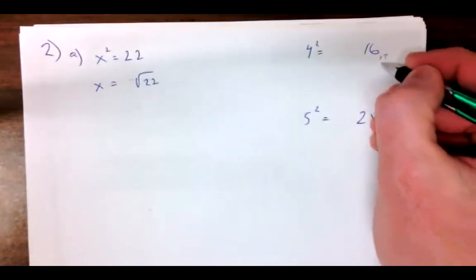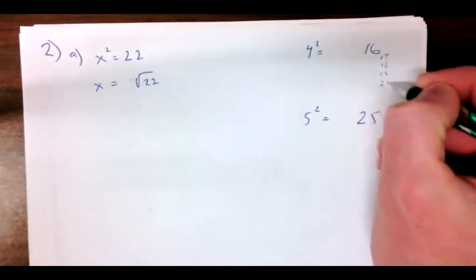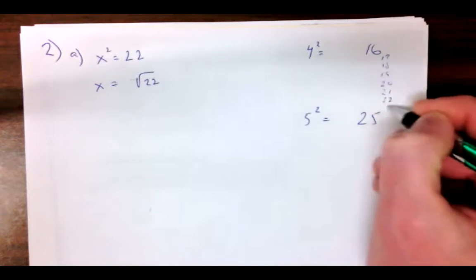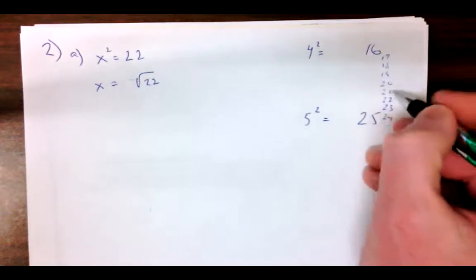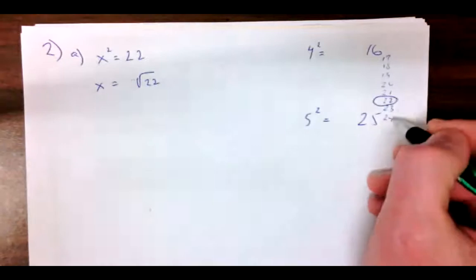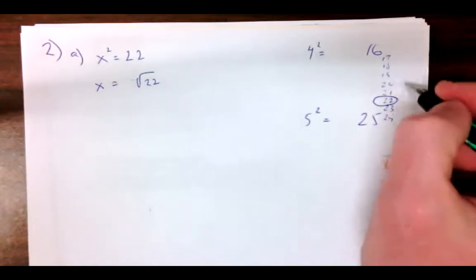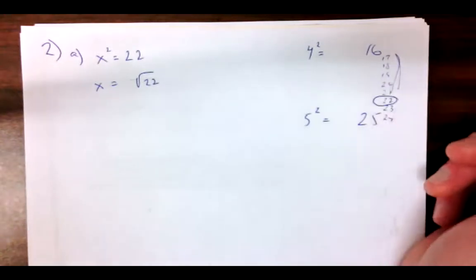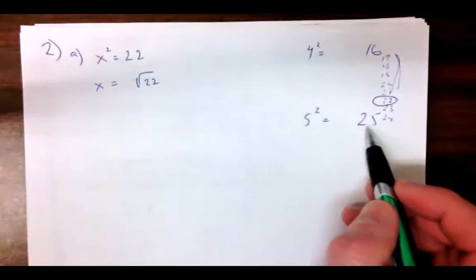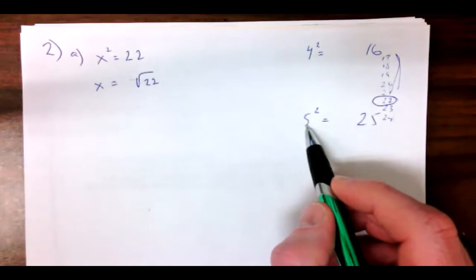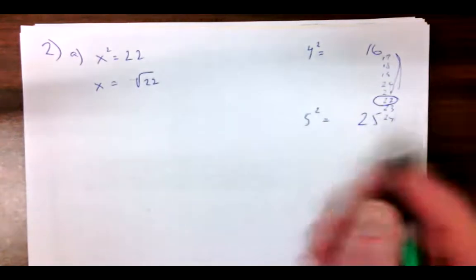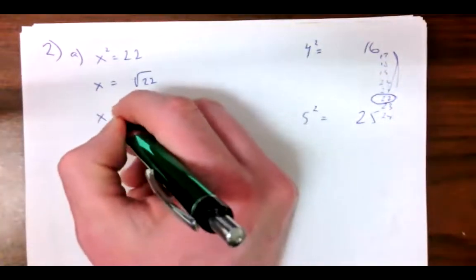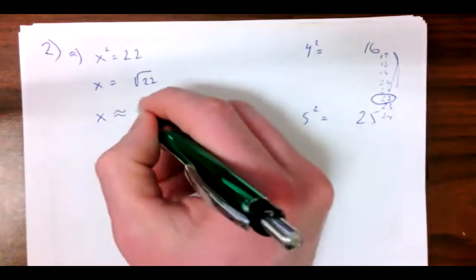So 17, 18, 19, 20, 21, 22, 23, 24. Okay, so our number is 22. It's only 2 away from 25, and 5 away from 16. So it's a little closer to the 5. So it's going to be 4.7, 4.8. You can do the squiggly lines to say around what it is.